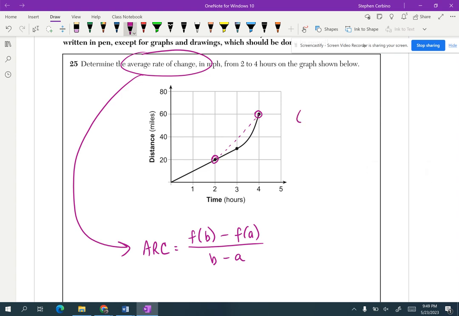For that first point, we have the coordinates of (2, 20). And for the second point in our average rate of change, we have the coordinate (4, 60). I am going to subtract the second y value minus the first y value, and I'm going to subtract the second x value minus the first x value. I'm going to divide some numbers, and I'm going to get an average rate of change of 20. That's all you needed to do for this question.